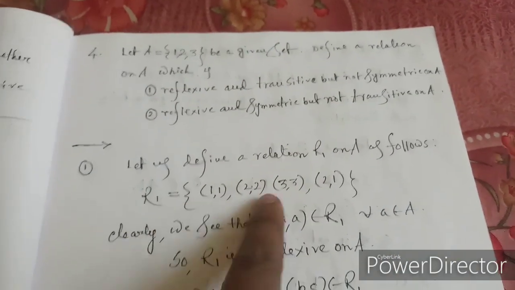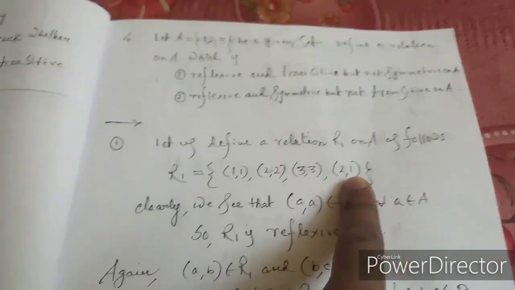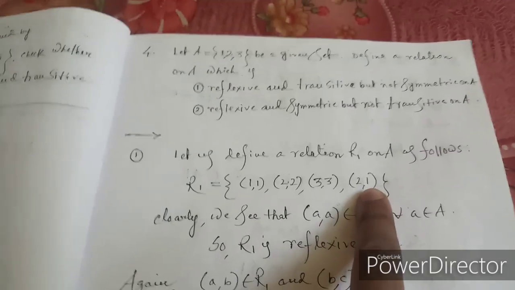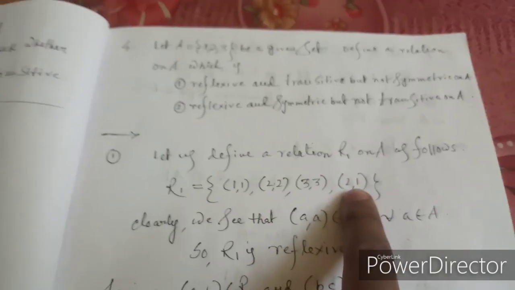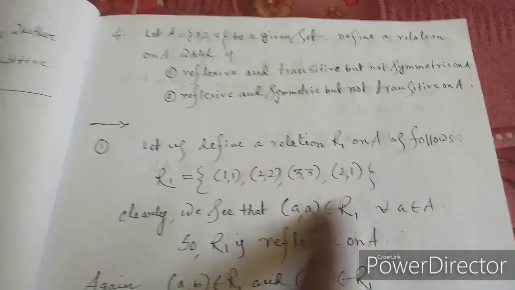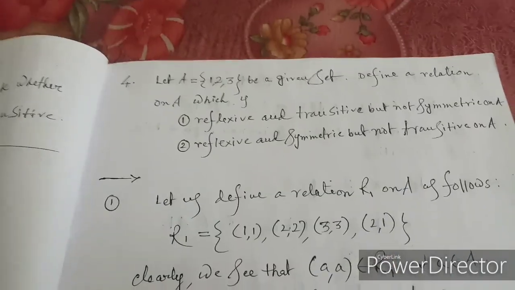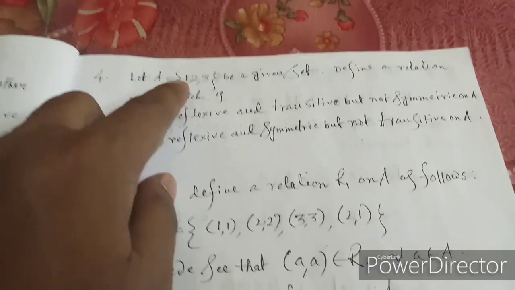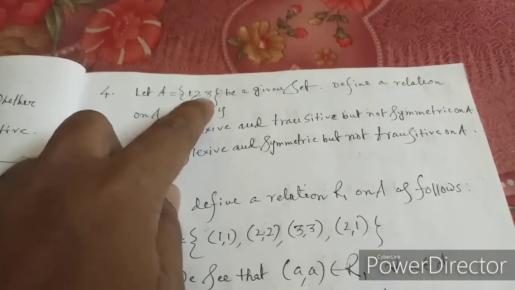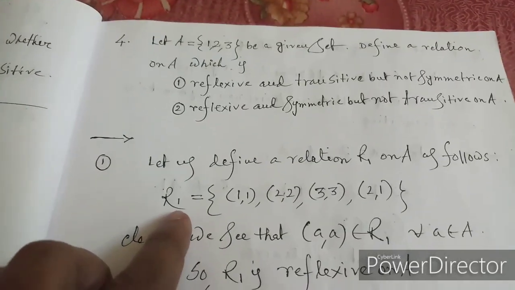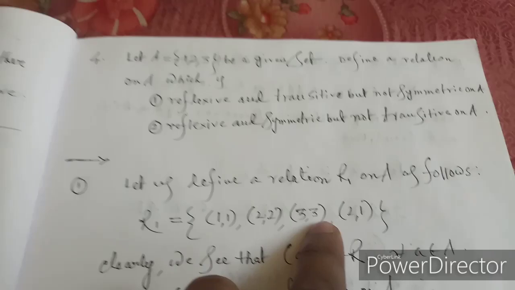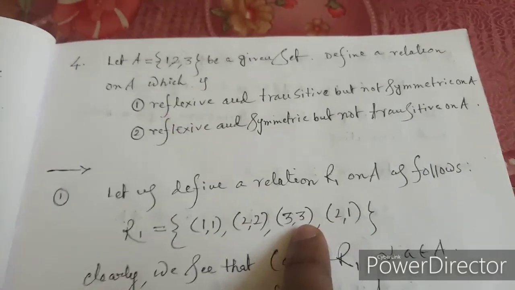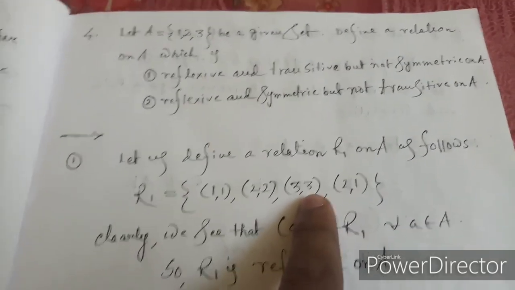R1 equals {(1,1), (2,2), (3,3), (2,1)}. Clear? We can show that this relation is reflexive, transitive, but not symmetric. How? Look at the mother set, which is A equal to {1, 2, 3}. If this relation R1 is reflexive, then (1,1), (2,2), (3,3) must be there. Yes, they are there. So by the definition of reflexive relation, R1 is reflexive.